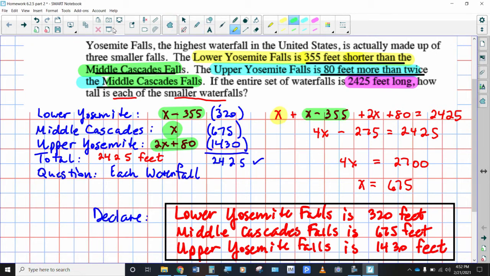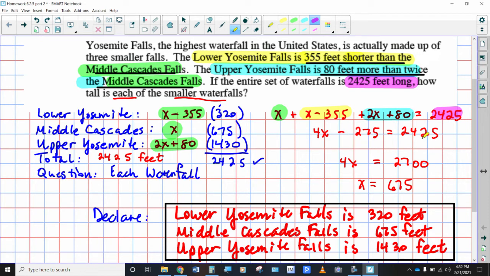So I'm going to go ahead and take, here is your lower Yosemite, here is your middle. No, that is not right at all. Hold on. This is our Middle Cascades, this is our lower Yosemite, and this is our upper Yosemite, and then here is the total. So let's go ahead and combine like terms. You get 4x, and then negative 355 plus 80 is negative 275.